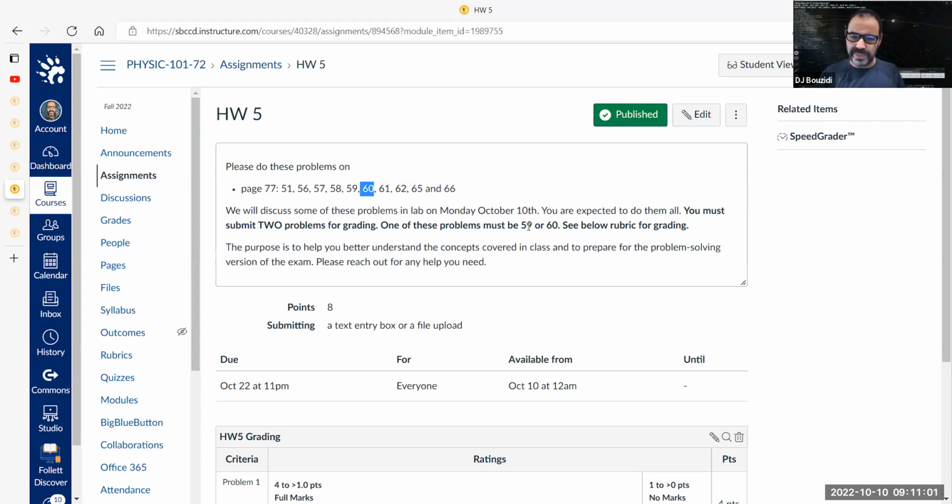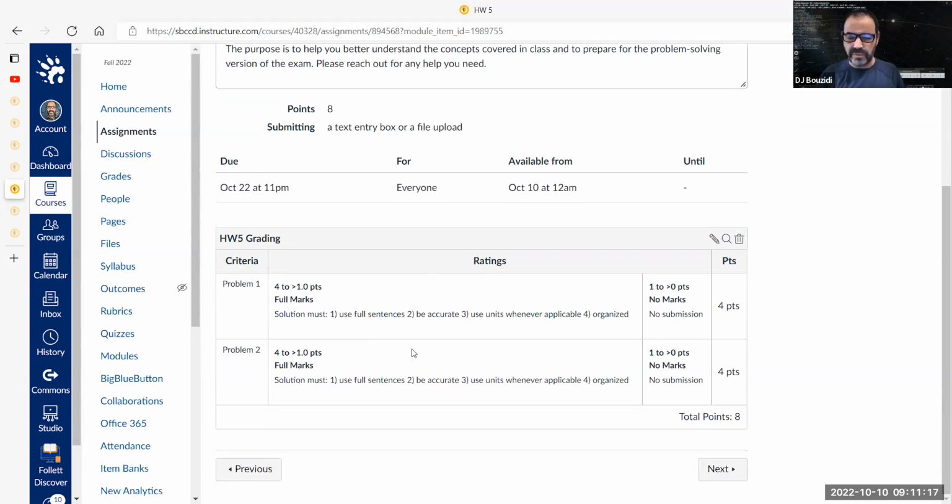So once you have one of these, you decide, okay, I'm going to submit 59, then pick and choose from the rest, either 56, 51, 57, 58, 61, 62, 65, or 66. So this is really the exam. Again, the rubric is below for both problems and how they're going to be graded.